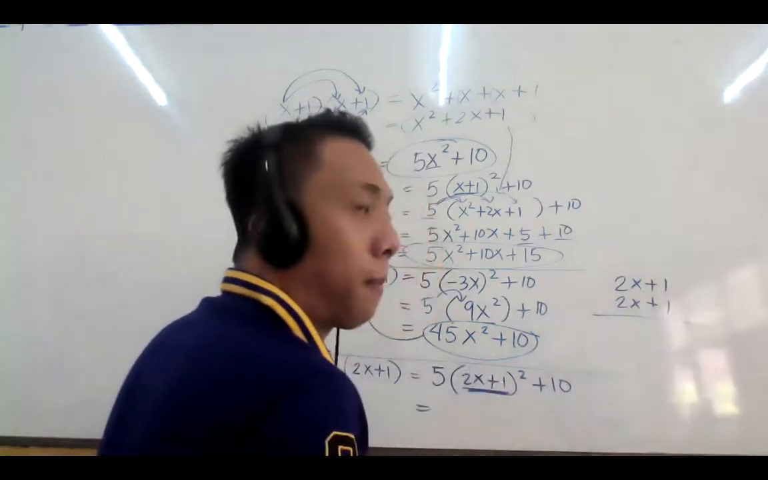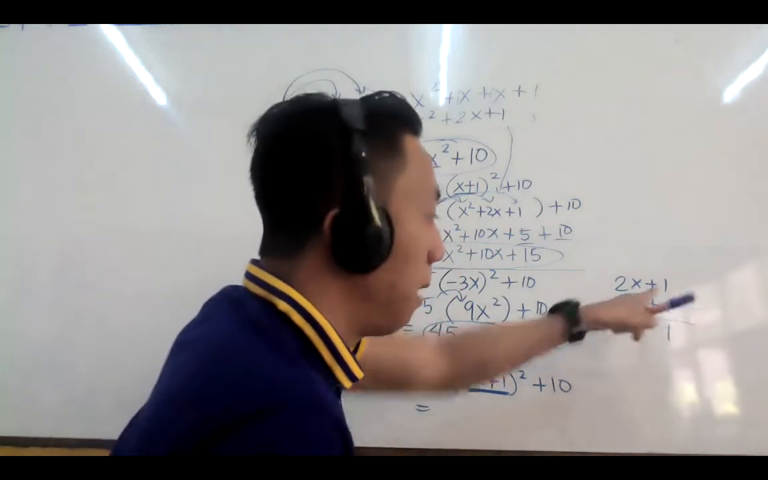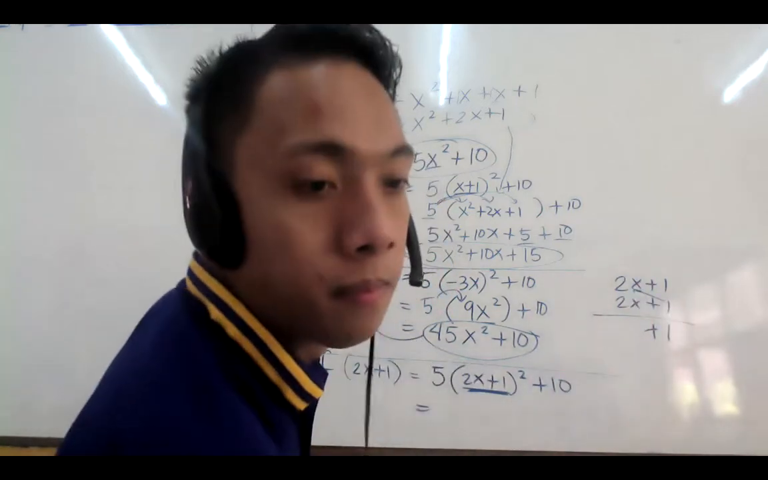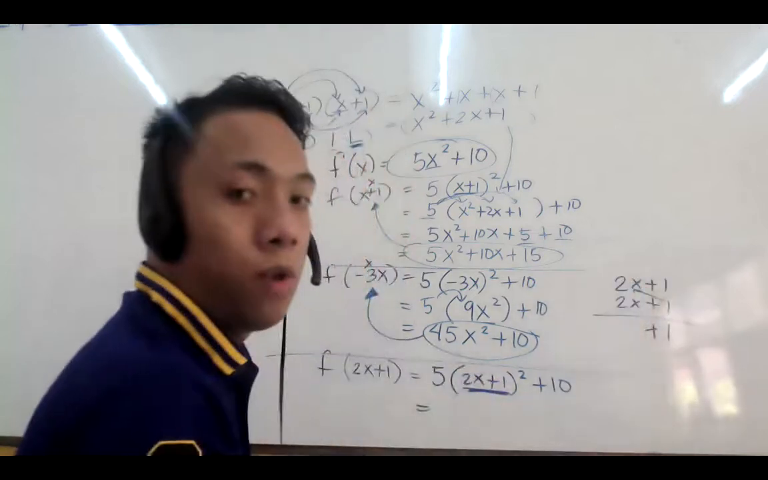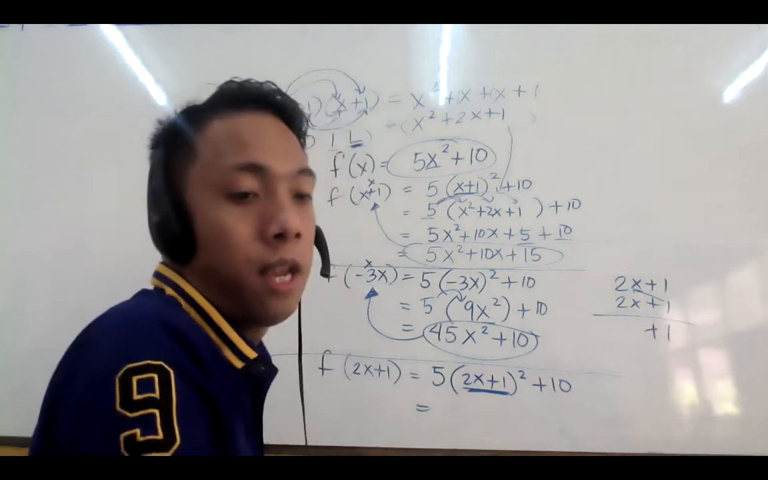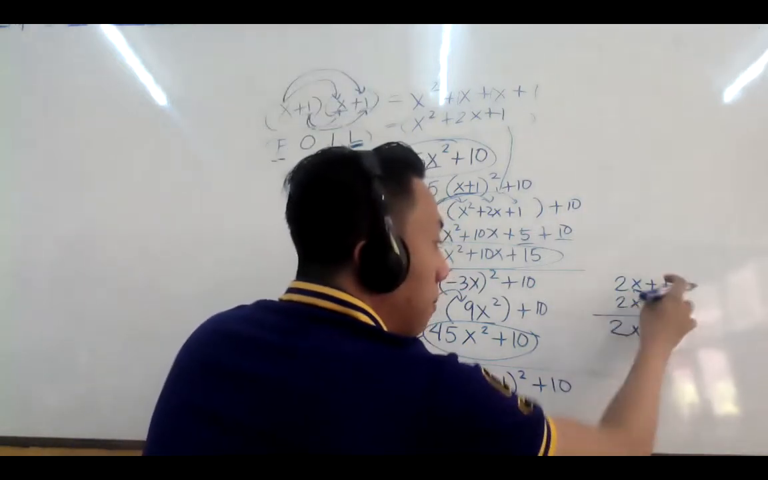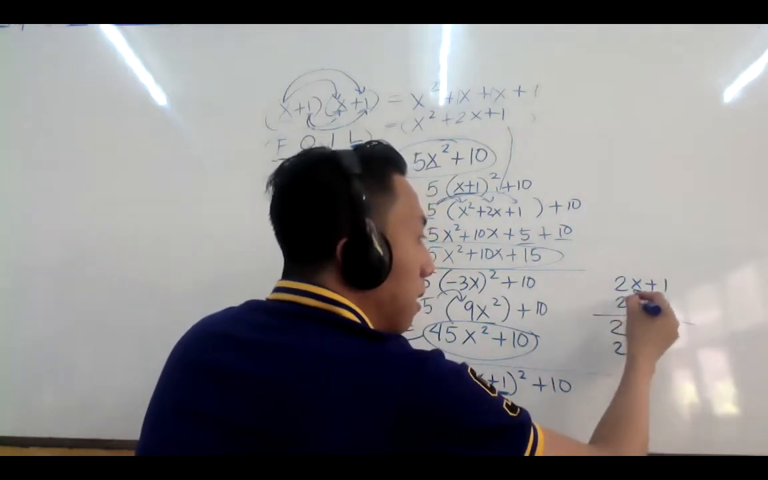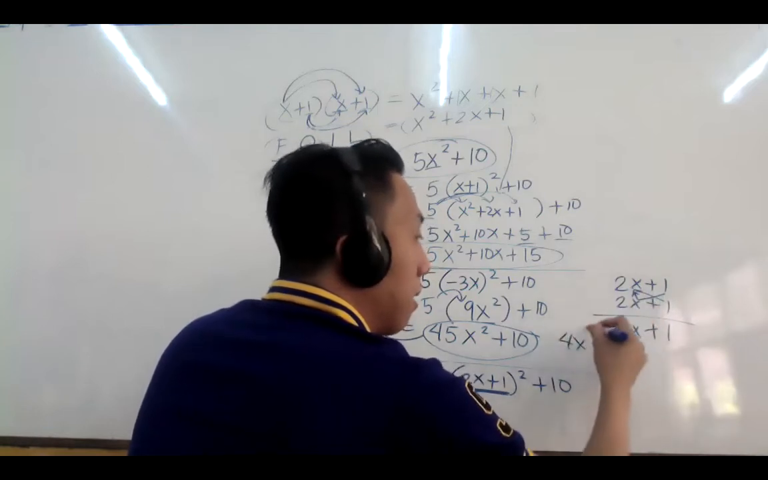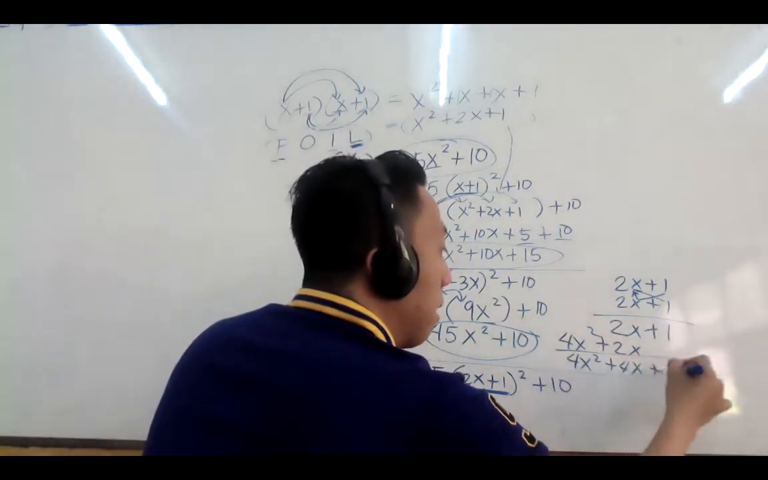1 times 1 is 1. Positive times positive is also positive. Next, 1 times 2x is 2x. And then 2x times 1 is 2x. And then 2x times 2x is 4x squared. So we have the final answer, 4x squared plus 4x plus 1.